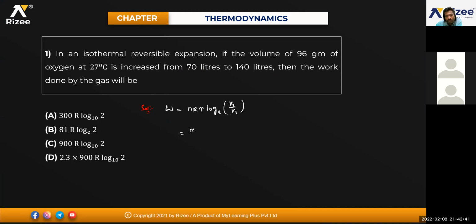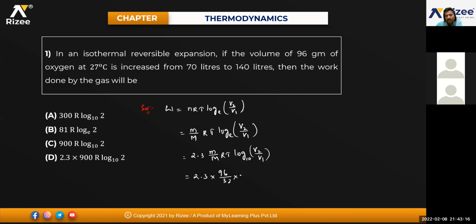n will be equal to mass by molecular weight, into R into T, into log e of V2 divided by V1. If I convert the log, I can write this as 2.3 into M divided by capital M, into R into T, into log to the base 10 of V2 divided by V1. So the number of moles is mass over molecular weight. Mass is given as how much in the problem, beta? 96 divided by, which gas is it? Oxygen. Oxygen is equal to how much for me, beta?